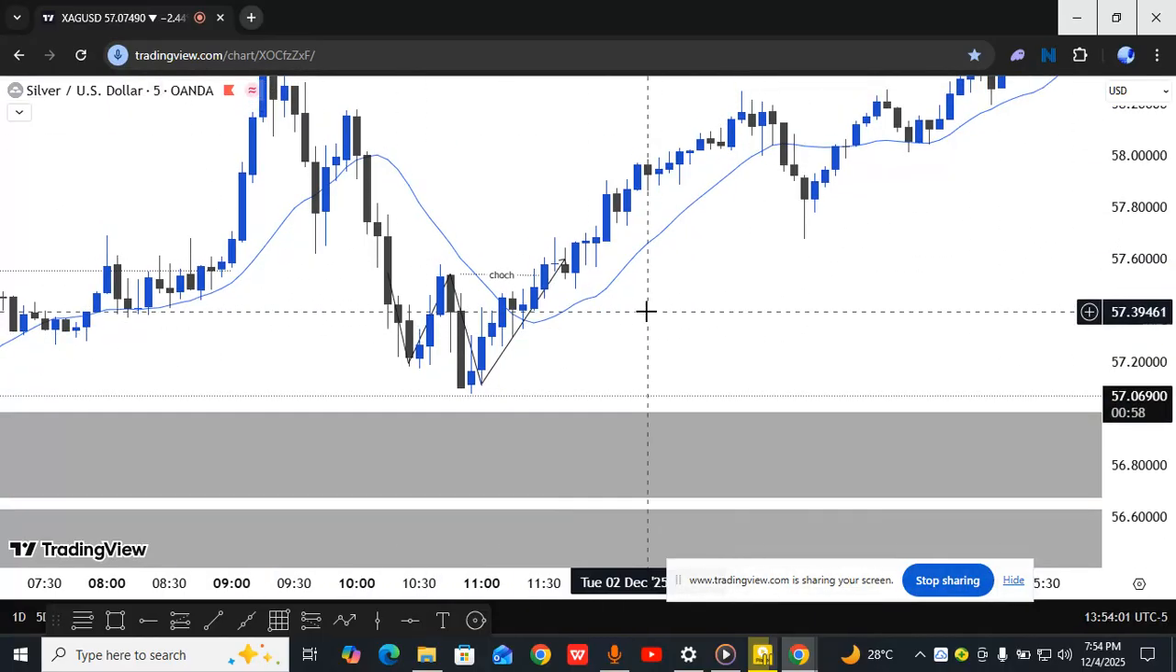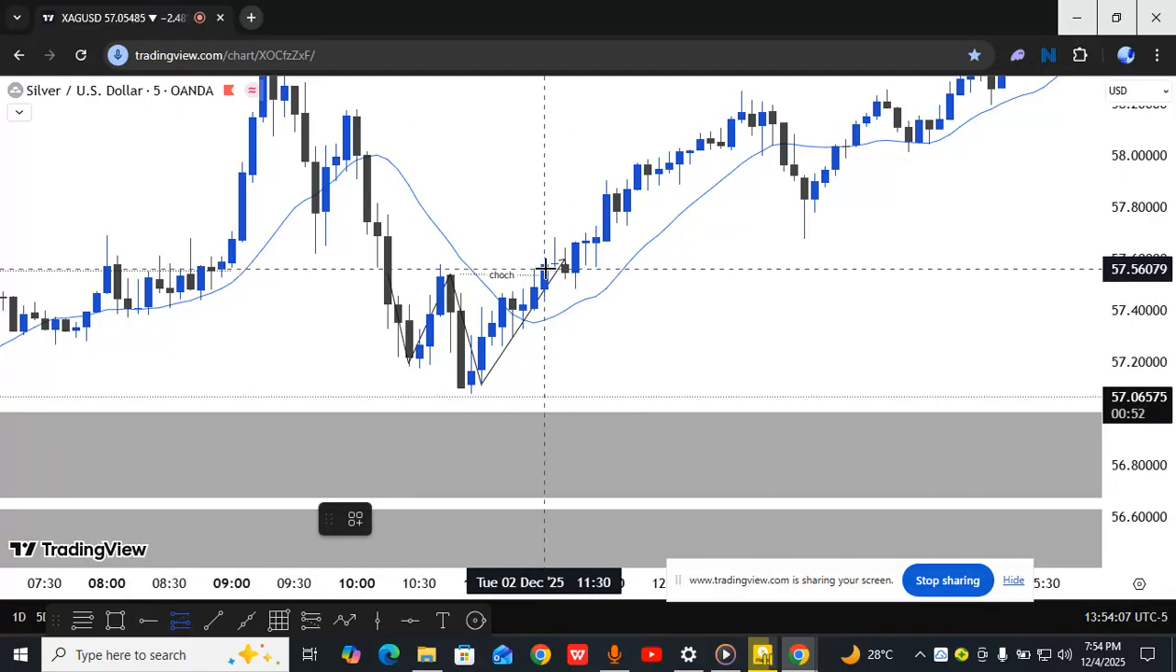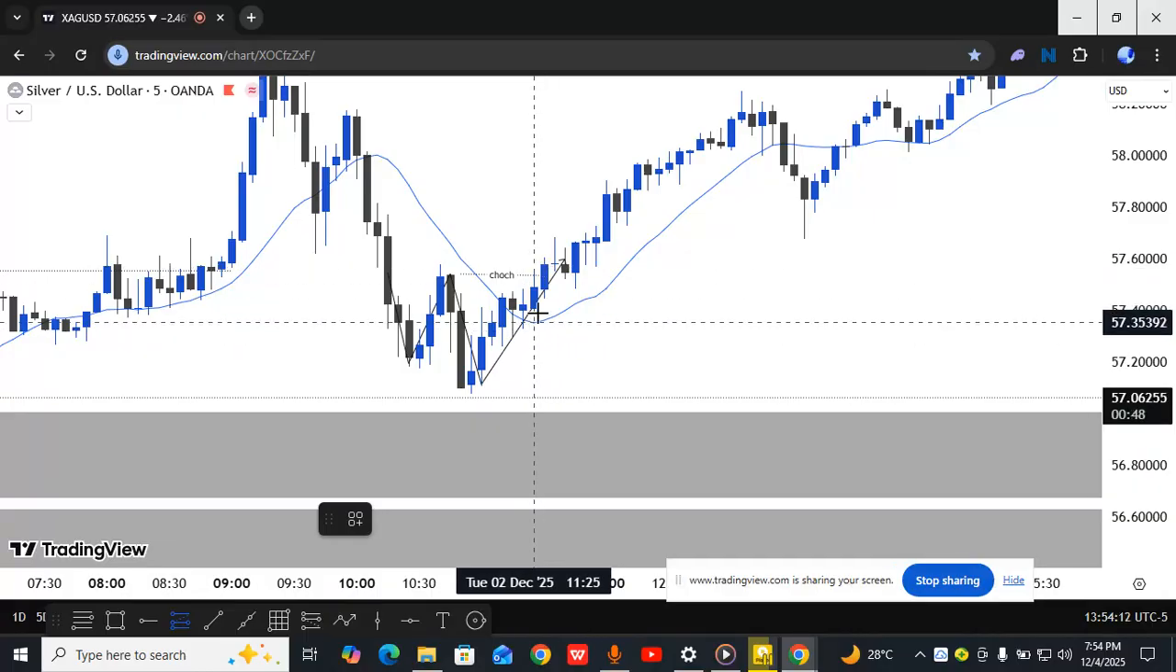Now, the reason I said that I don't normally wait for that retracement, or I just put 50%. If you look at this area, you can see that this is where the breakout change of character occurred. So if you're waiting for retracement, you would have missed out on this trade.